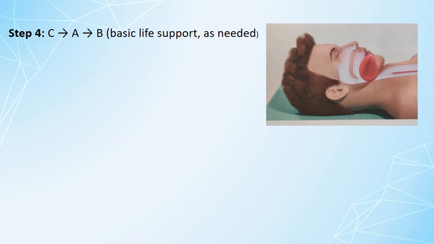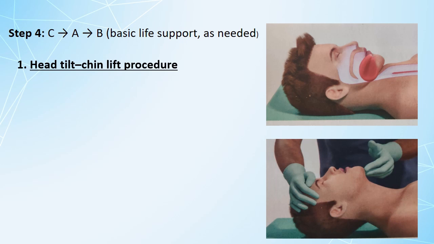Then, as can be seen on the diagram on the right side, the tongue falls back and blocks the airway. So step 4 is maintenance of circulation, airway and breathing, and providing basic life support. So how to maintain it? It can be done by the head tilt chin lift procedure.